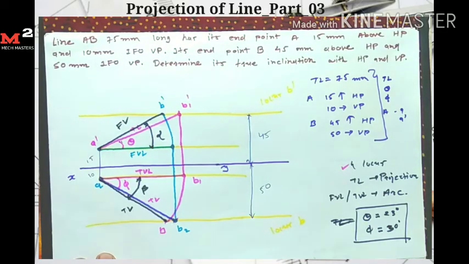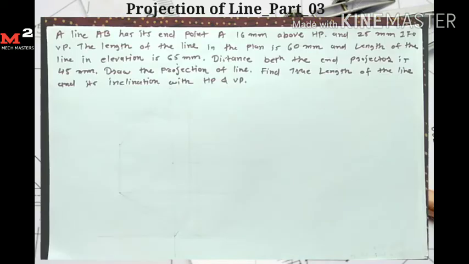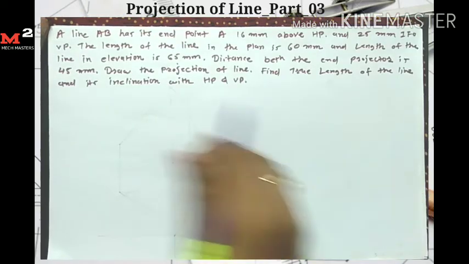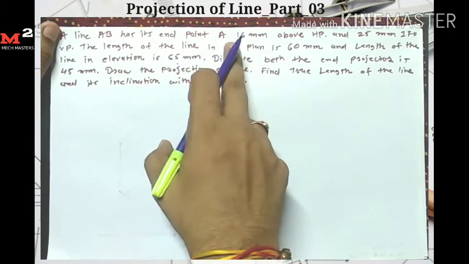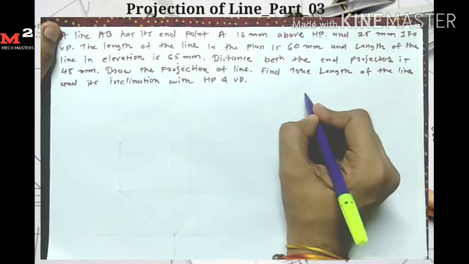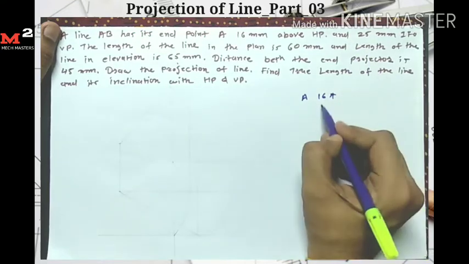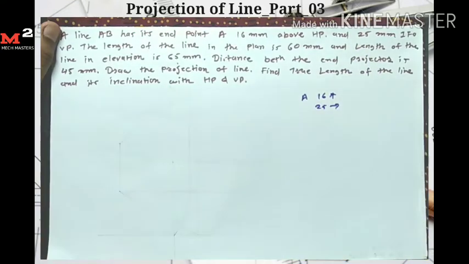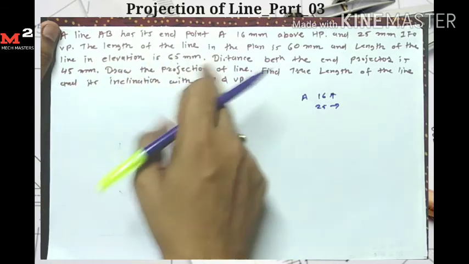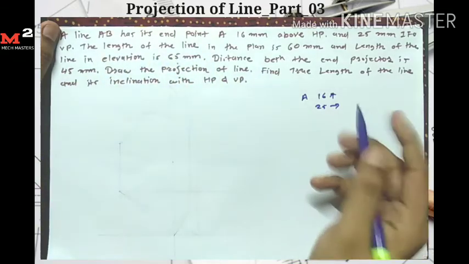Okay, let's come to the next problem. Let's solve this problem. First I write down the data. A line AB has its end point A 16 mm above HP and 25 mm in front of VP. The length of the line in the plane is 60 mm.